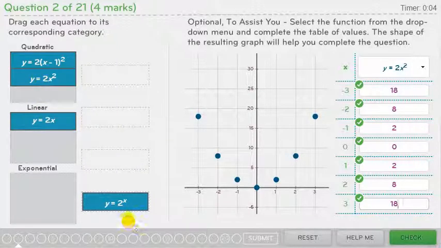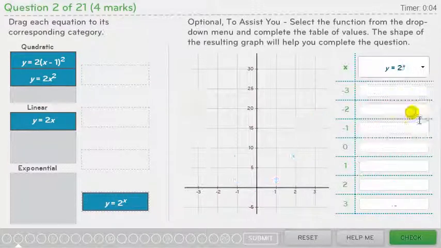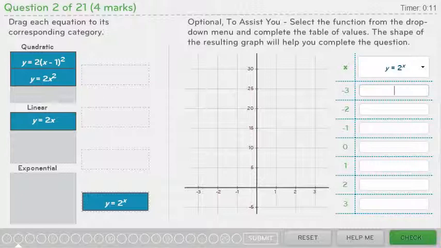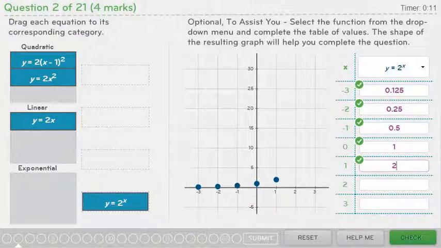And then finally, we have the equation y = 2^x. In order to complete the table of values for this question, it's a little bit more complicated. You may need a calculator to assist. If we substitute in -3, we get the corresponding output value of 0.125. -2 gives us 0.25, and so on.